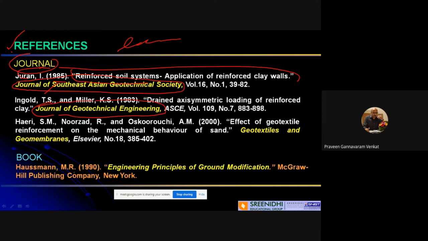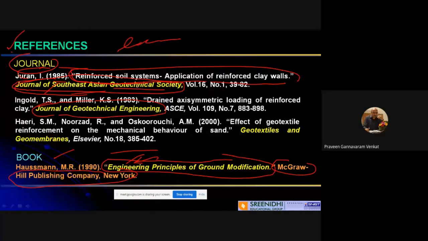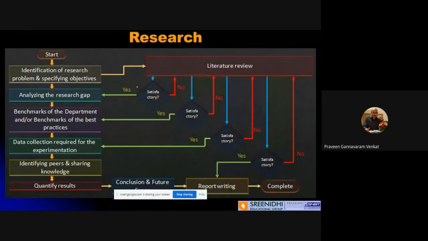Suppose it is a book, the title should be given in italics, and the publisher of that book is given in normal style. So that is also most important. If the title is indicated in italics, that means it is a book. If the title is in normal style, it is a journal. So you have to significantly differentiate between a journal and a book.